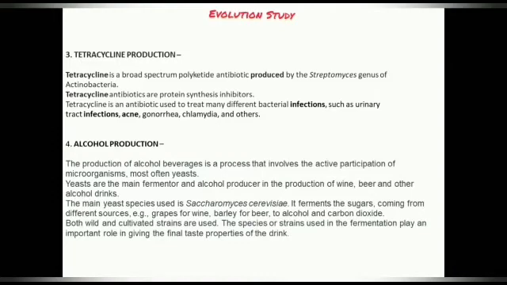Alcohol production. The production of alcohol beverages is a process that involves the active participation of microorganisms, most often yeasts. Yeasts are the main fermenter and the alcohol producer in the production of wine, beer, and other alcohol drinks. The main yeast species used is Saccharomyces cerevisiae. It ferments the sugars coming from different sources, for example grapes for wine, barley for beer, to alcohol and carbon dioxide. Both wild and cultivated strains are used. The species or strains used in the fermentation play an important role in giving the final taste properties of the drink.